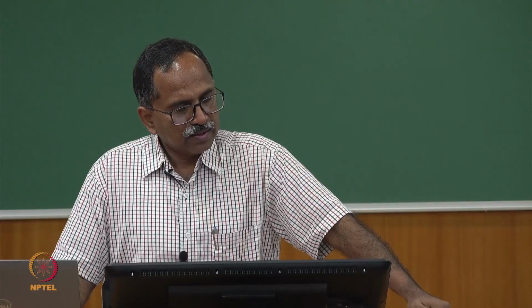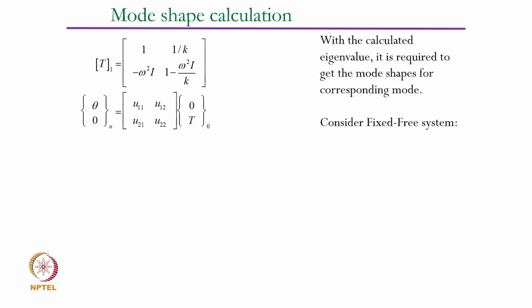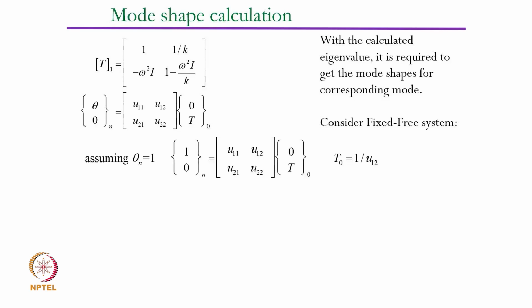So if you consider a fixed free system, this is our equation, right? This is our final equation that we got. So what I can do is assume theta n to be unit value. Ultimately, what is the eigenvector? Relative to one particular deflection, how other elements are deflecting in relation to that, what are the relative displacements or deformations in the vibratory system. That's what our eigenvector is all about.